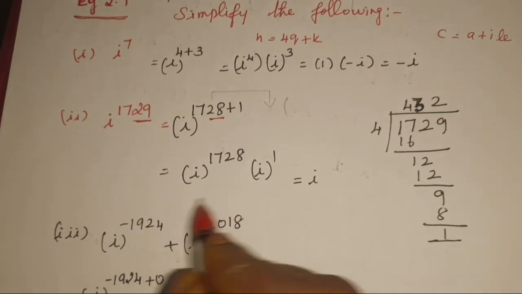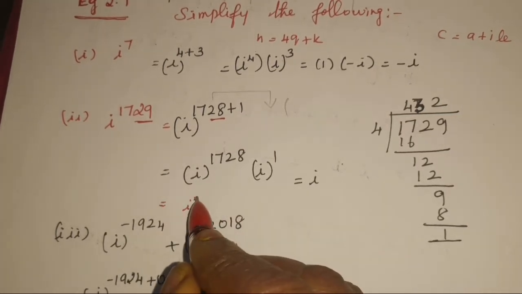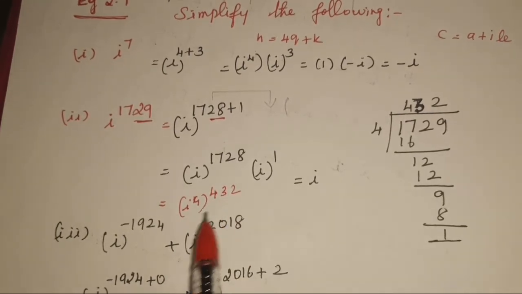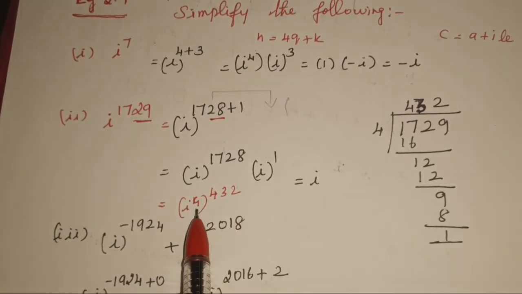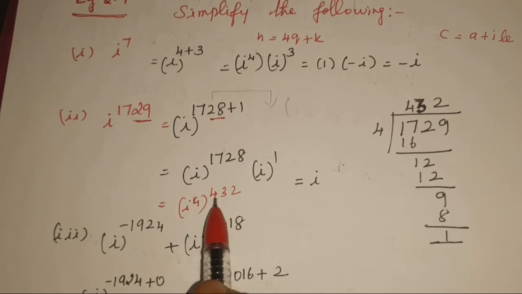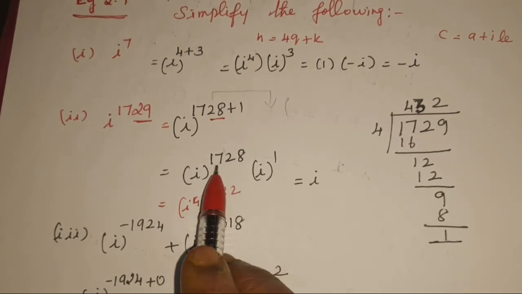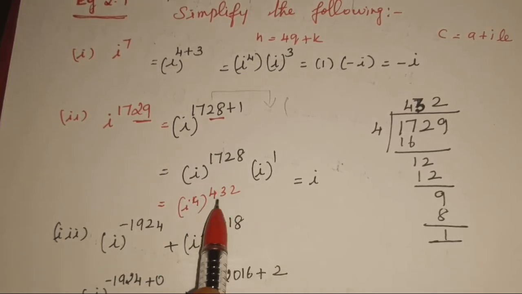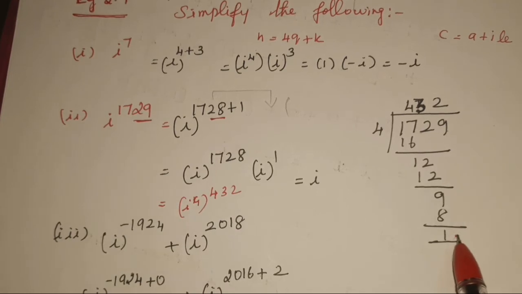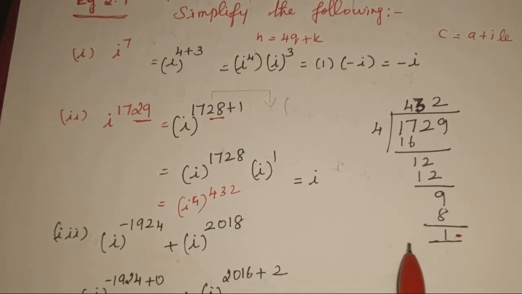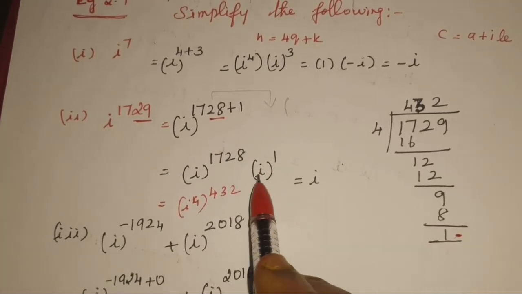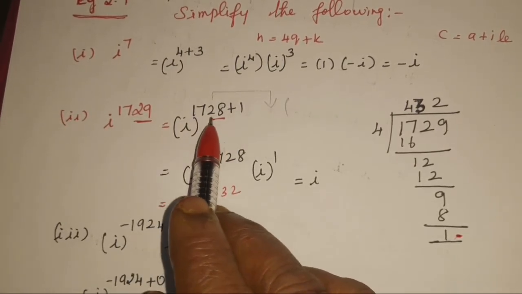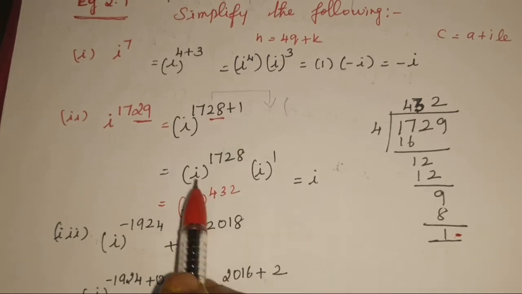If you want to rewrite it, it is i power 4 whole power 432. 4 fours are 16, 16 plus 1, 17. So 1728 is i power 4 whole power 432. The remainder is very important. What is the remainder? 1. 1 is nothing but i power 1. So 1729 is split into 1728 plus 1.